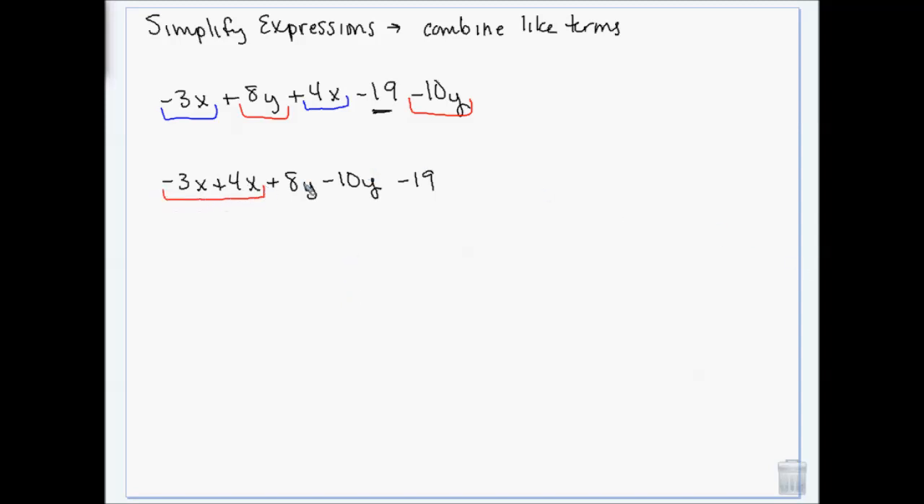Then I'm going to combine my like terms. So negative 3 plus 4 gives me 1. 8 minus 10 gives me negative 2. And then this guy that had nobody to combine with, he just hangs out.